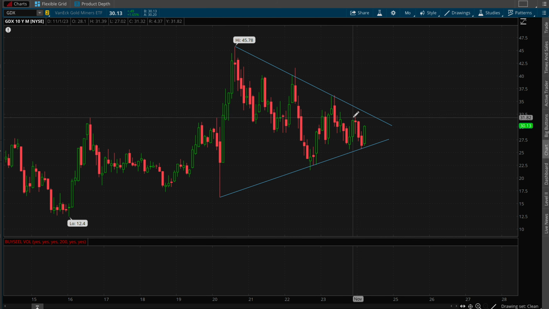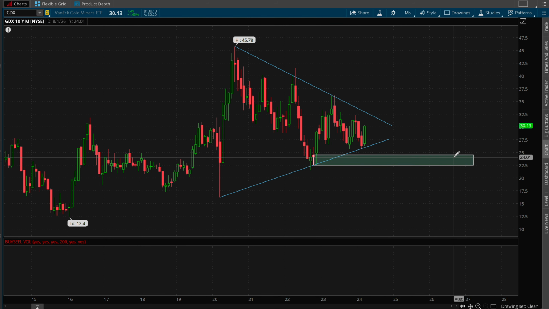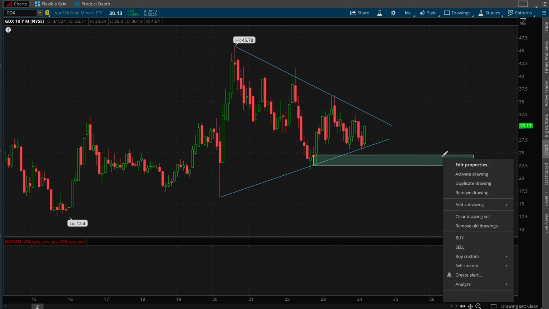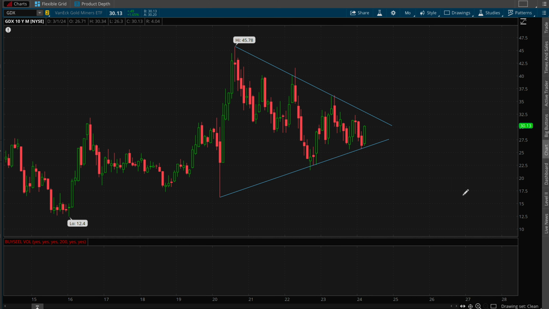I'm also looking for supply and demand. So we can kind of see that there is a monthly demand zone right around this 24.6 area. Let's see here. Right around this 24.5 area. So that's a nice monthly demand zone, but it didn't really line up with my pennant, so I kept looking.